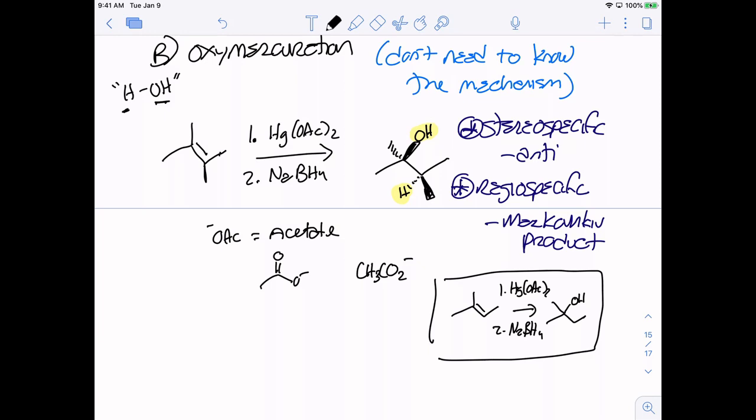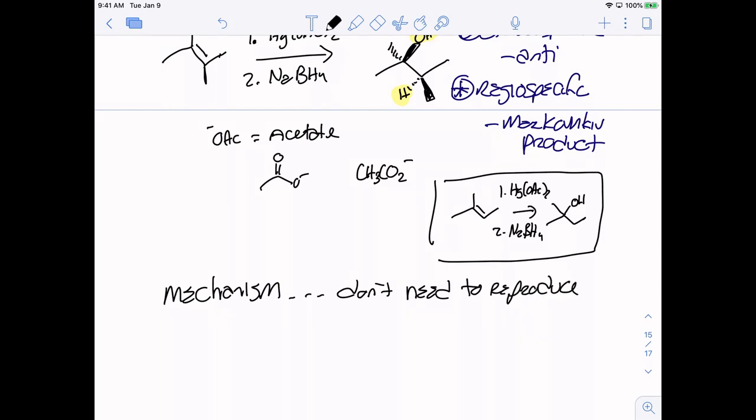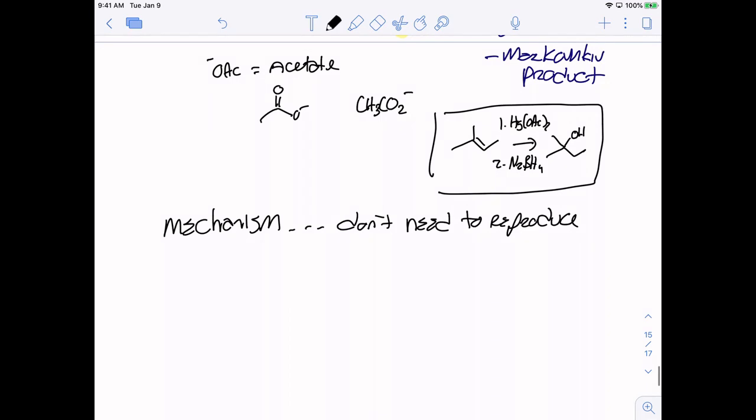This one I said we weren't going to do the entire mechanism, but I do want you to know that it goes through a cyclic intermediate. So again, the mechanism, you don't need to reproduce. Meaning I'm not going to ask you to draw it on a test or a quiz, but it does go through a cyclic mercurinium intermediate.